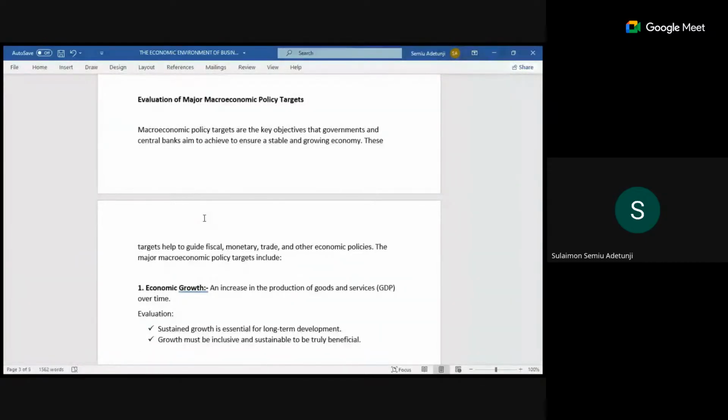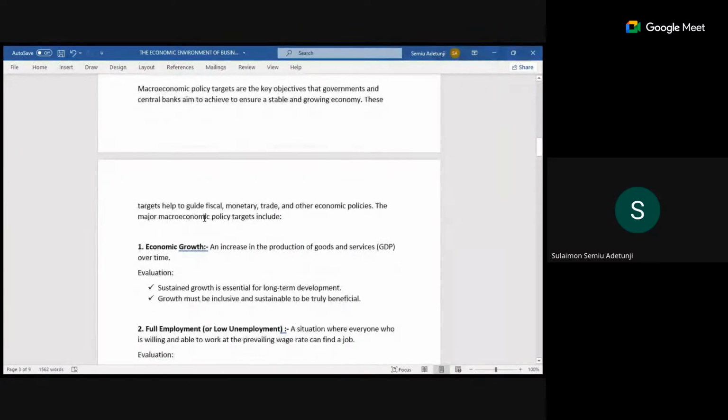Macroeconomic policy targets are the key objectives that government and central bank aim to achieve to ensure a stable and growing economy. These targets help guide fiscal, monetary, trade, and other economic policy. The major macroeconomic policy targets include the following.